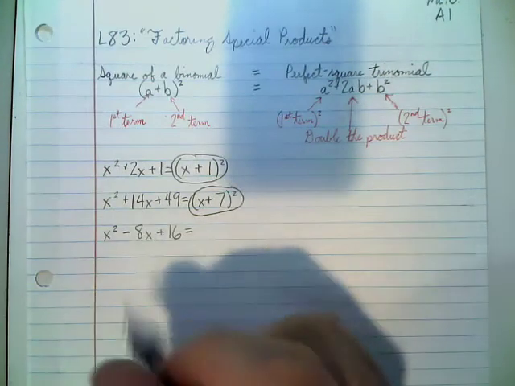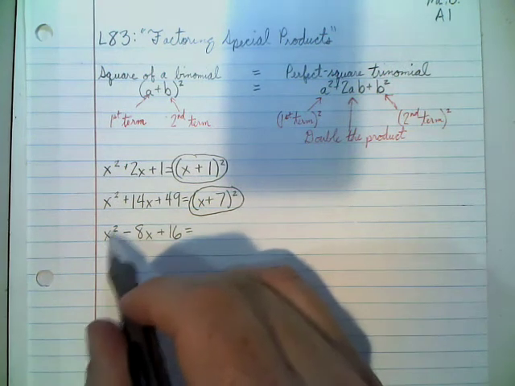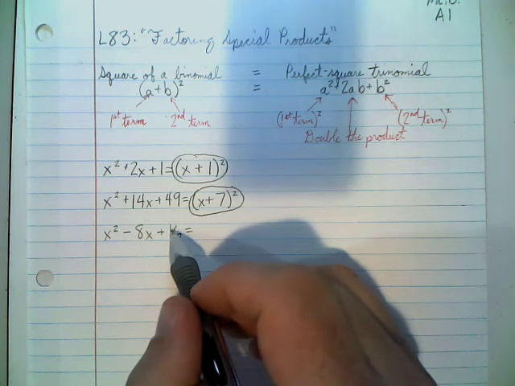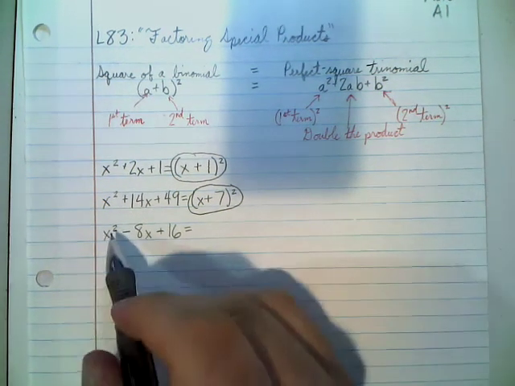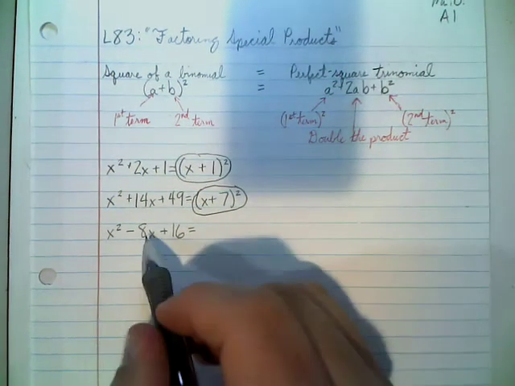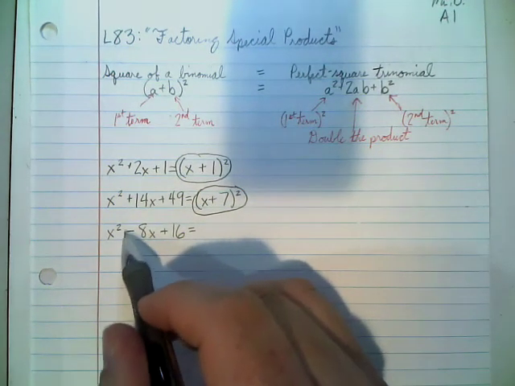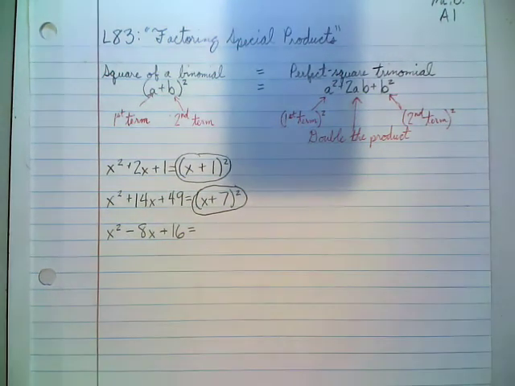So again, same check as before. Is this the square of something? Yes, square of x. Is this the square of something? Yes, it's the square of 4. And then as the middle, double that product. Well, x times 4 is 4x, double that would be 8x, but this is a negative 8x. So based on what we just said there, this would not be a perfect square trinomial.